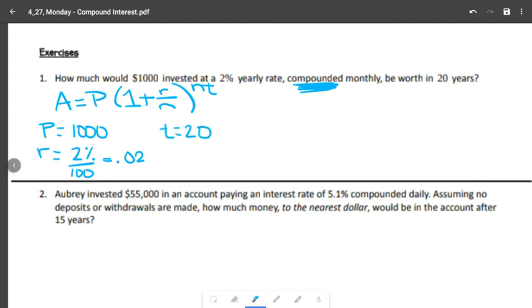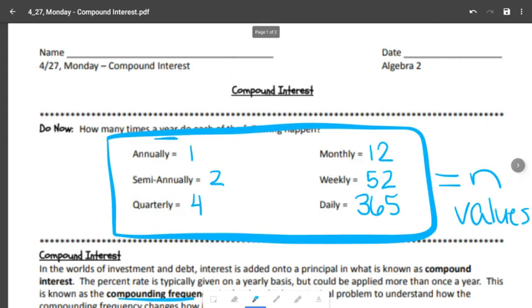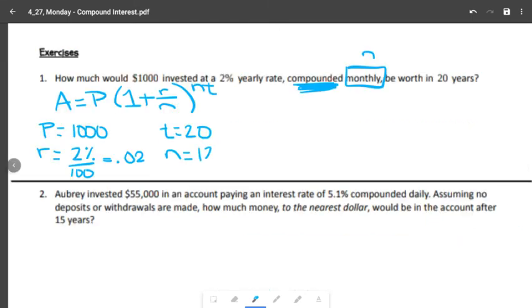T is 20 years. And now N, the number of times in 1 year that interest is compounded. Now the key to give you your N value, that word that tells you what to do, will always be attached to the word compound. So it'll be a nice, easy way to find it in the problem. So monthly in 1 year, if you need to, you can refer back to that chart from the front. Monthly is 12. So we are going to plug all of this into the formula.